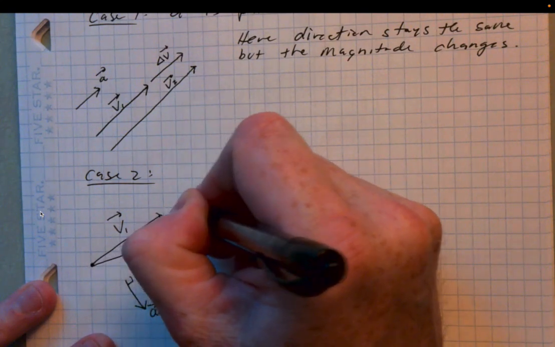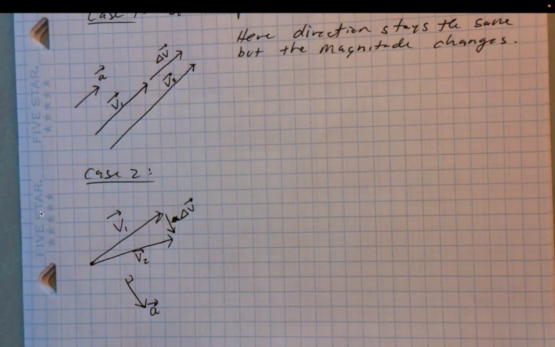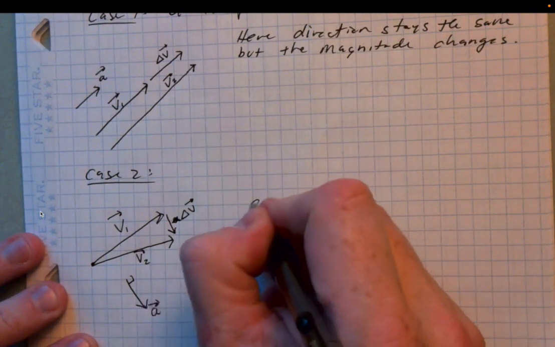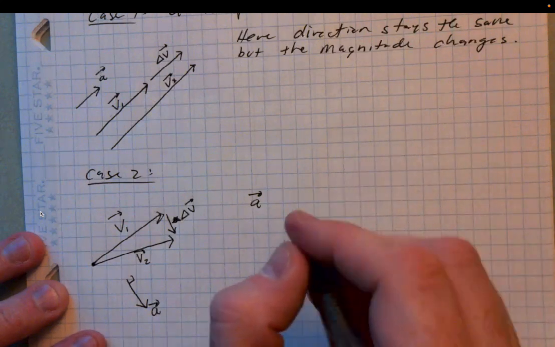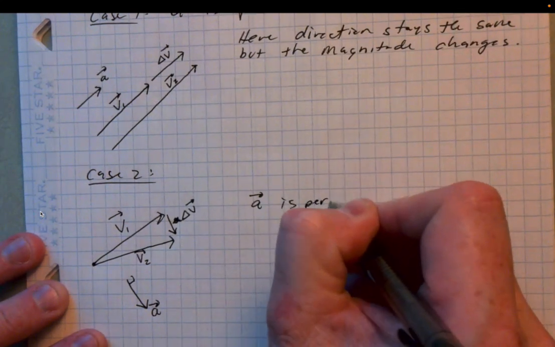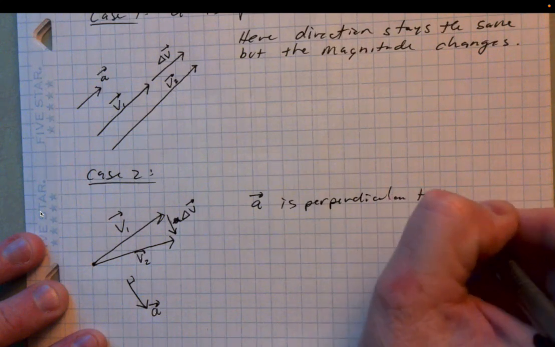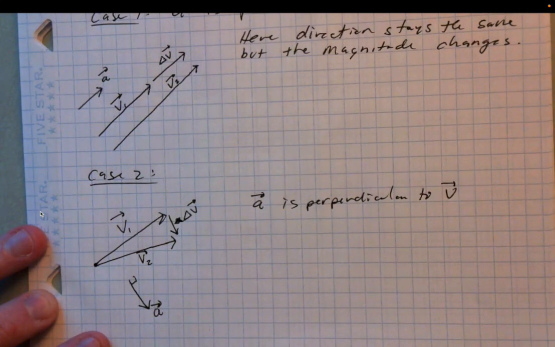Sorry, that's delta V. The car didn't change speed, it just changed direction. If you're barreling down the freeway and you go around a corner, your cruise is set at 65, the magnitude doesn't change, but your direction changes. In those instances, your acceleration is completely perpendicular to the velocity of the car. So in this case, A is perpendicular to V.